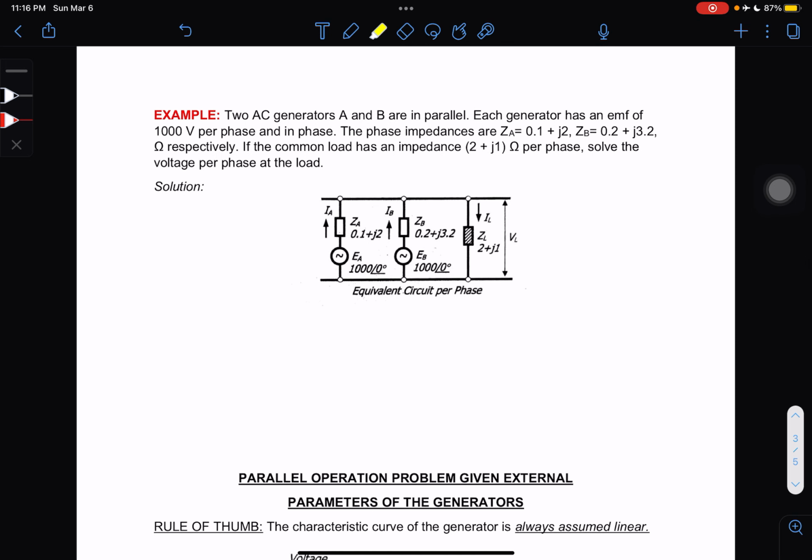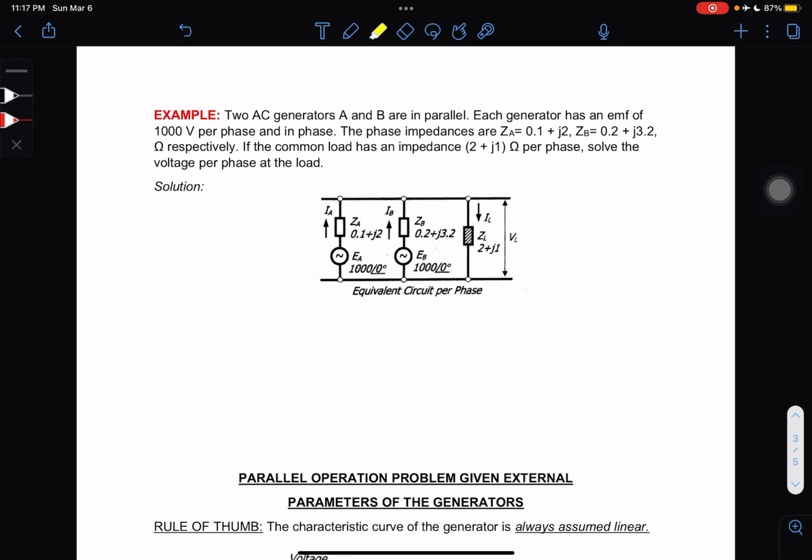So we have here two AC generators, A and B, in parallel. Each generator has an EMF of 1000 volts per phase and in phase. The phase impedances are ZA is equal to 0.1 plus j2, ZB is 0.2 plus j3.2 ohms respectively. If the common load has an impedance 2 plus j1 ohms per phase, solve the voltage per phase at the load.